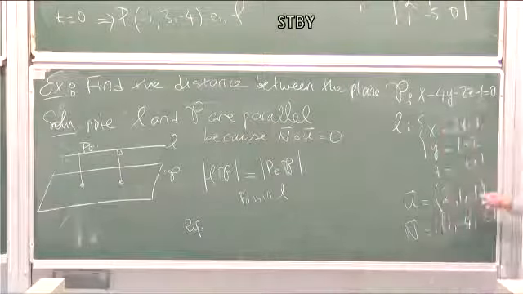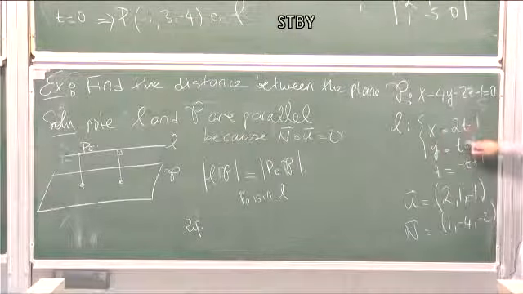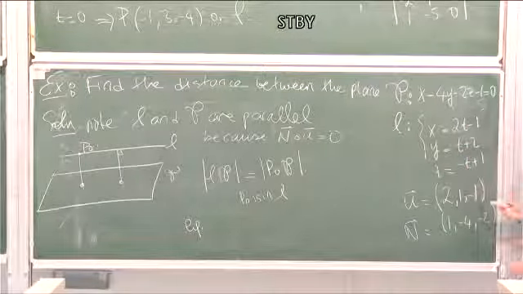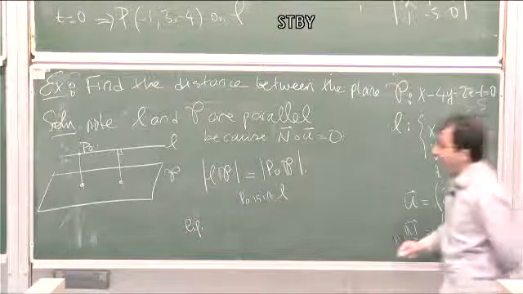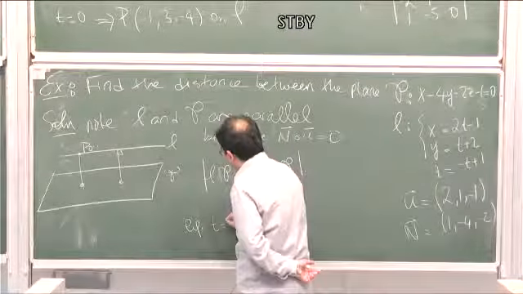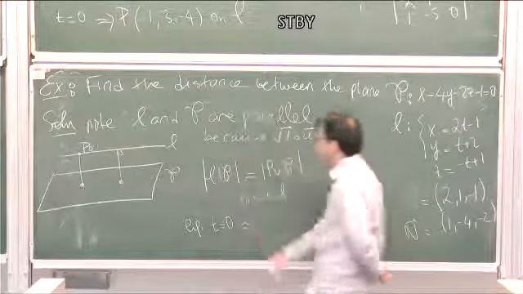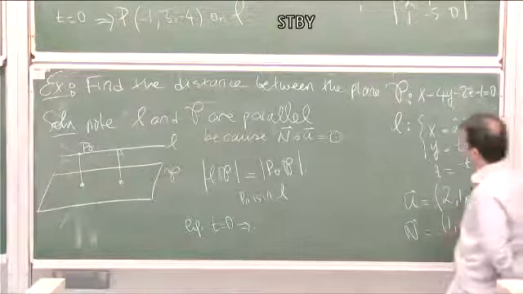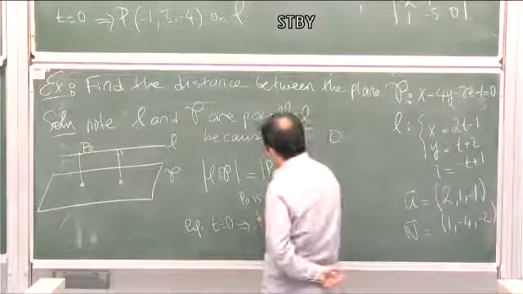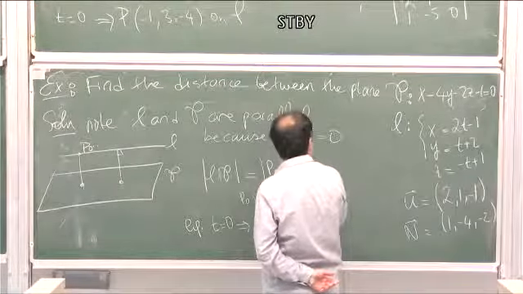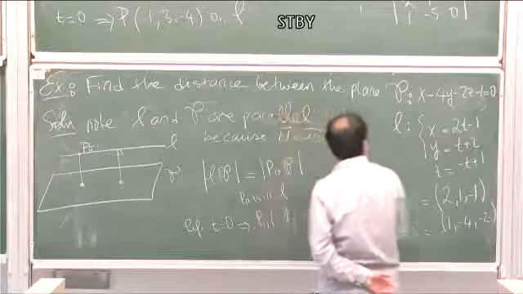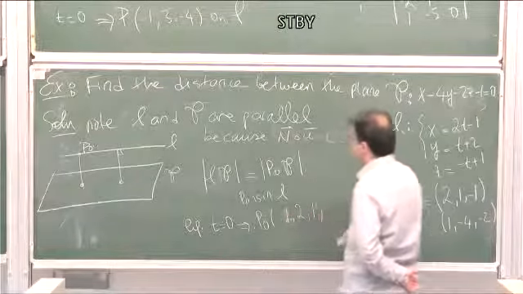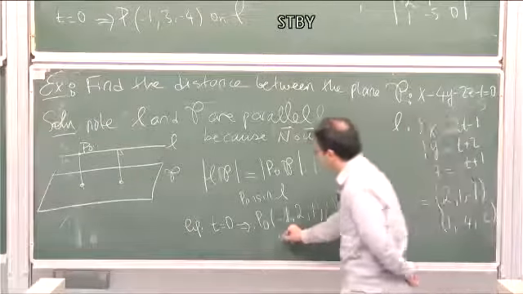Again, as before, I would give some value to T, then find X, Y, Z. The most practical way of doing this would be to put T equals 0. So, T equals 0. Then I'm going to get P0 = (-1, 2, 1), which is on L.